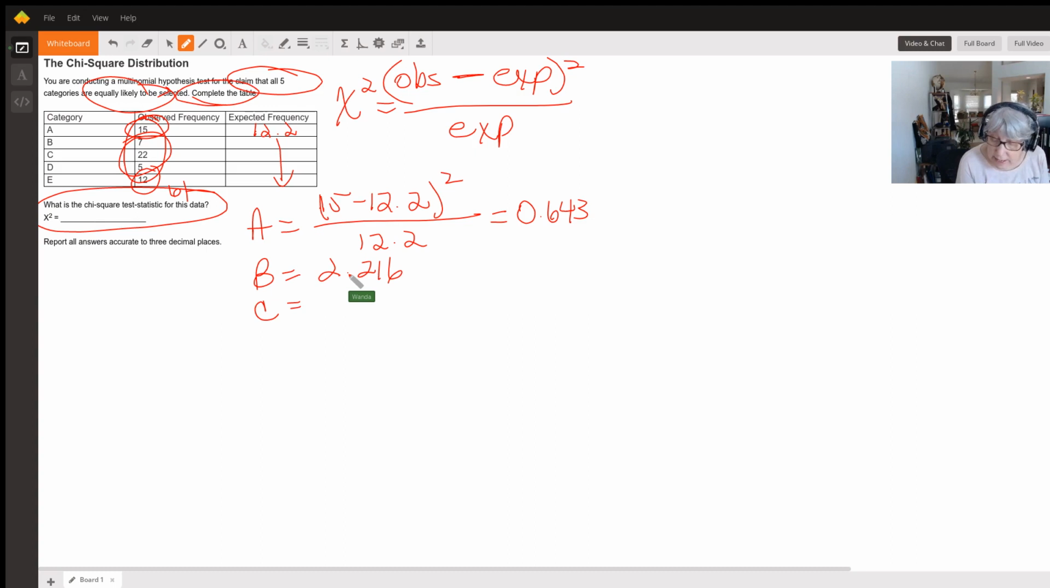For category C, 7.872. For category D, 4.249. And for category E, 0.00327.